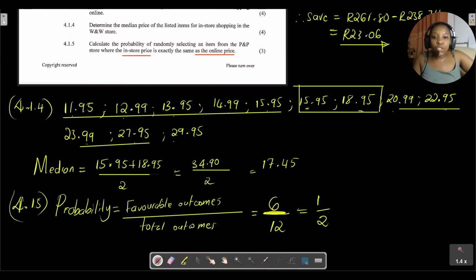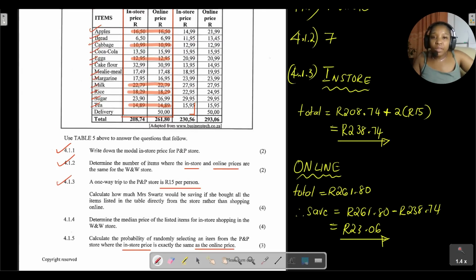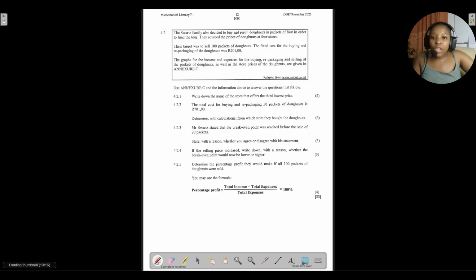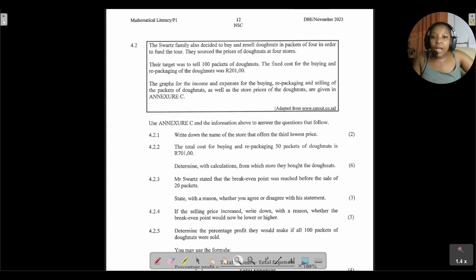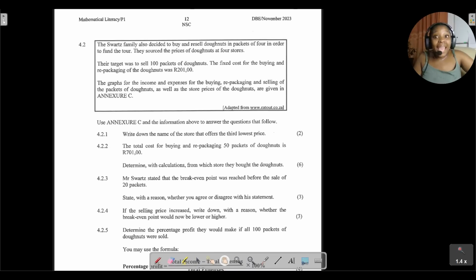Okay, I hope I managed to clarify everything for you guys there. Let's have a look at question 4.2. So now, question 4.2, guys, it deals with income and expenses, where we have to do a break-even analysis. Break-even analysis is the concept that is being assessed here.